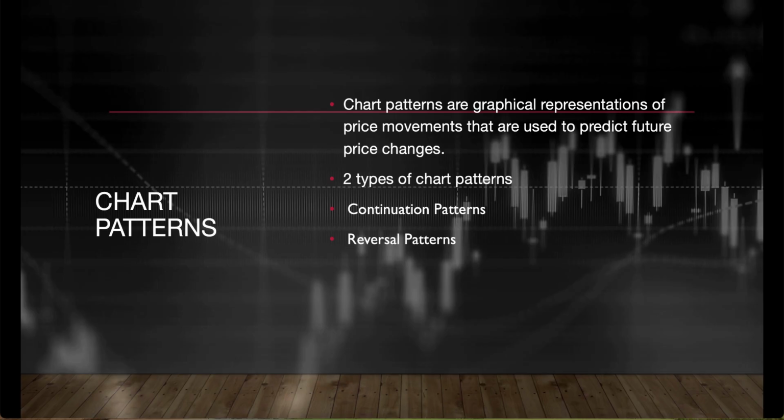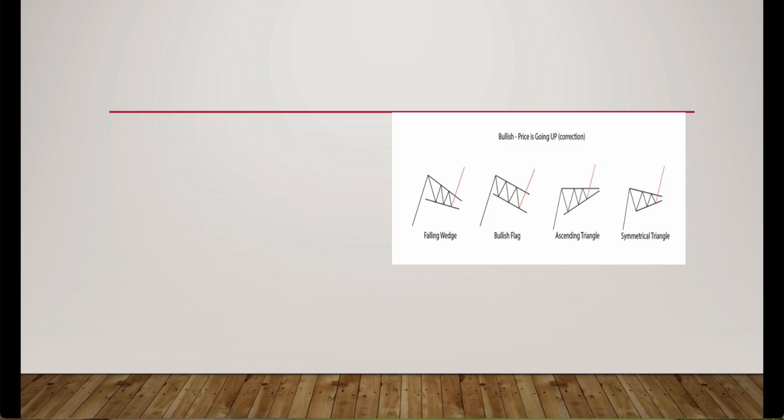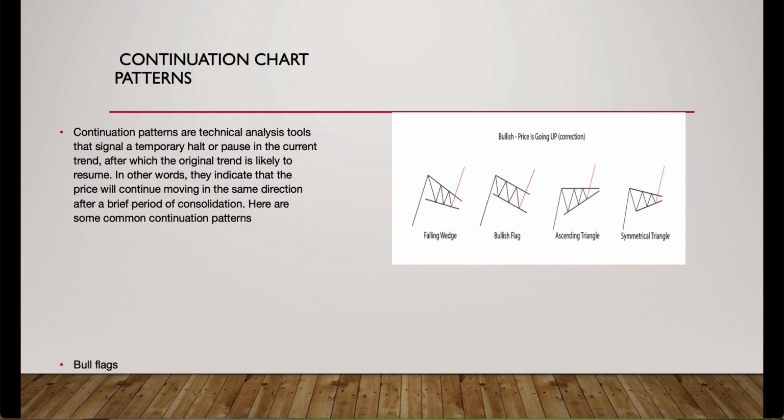Here are some of the continuation patterns, guys. Let me just tell you which ones they are. The first one is the bullish flag. As you can see, this is a bullish flag. Bullish, i.e. buying wise, we're looking to buy. As you can tell, the market is going up, but then there's a little pause here. And the reason they call it a flag is because it's printed like a flag.